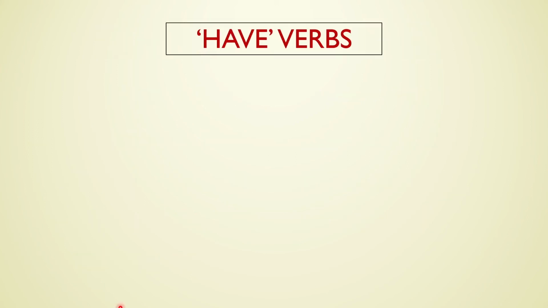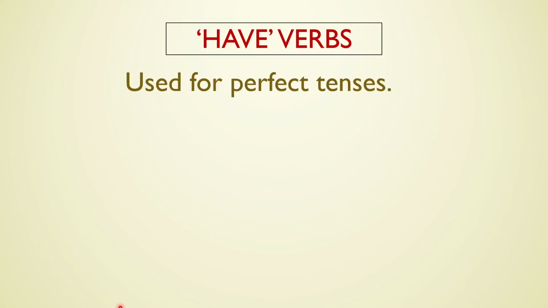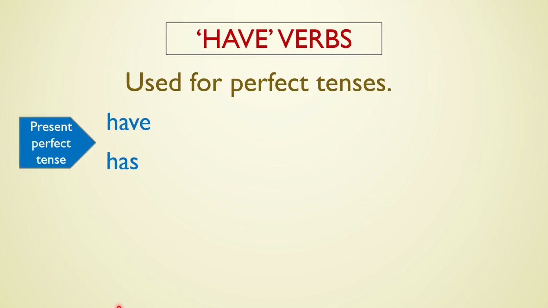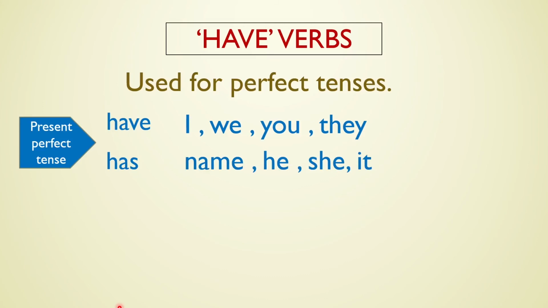Now let us know about have verbs. Have verbs are used for perfect tenses. Here, have, has. These are used for present perfect tense. Have is used with I, we, you, they. Has is used with name, any third person's name, he, she, or it.